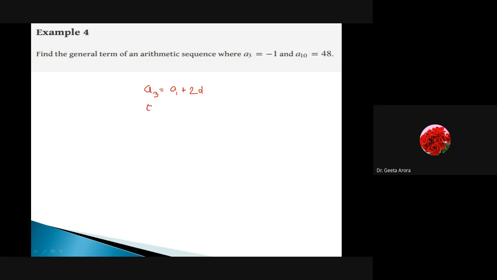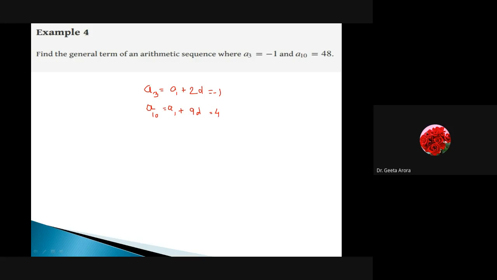Similarly, if we write down A10, how can I write it? A10 can be written as A1, the initial value which is not given, plus (n minus 1). n minus 1 will become 9, so 9 times d, which is given to me as 48. So you have two equations: A1 plus 2d is equal to minus 1, and A1 plus 9d is equal to 48.